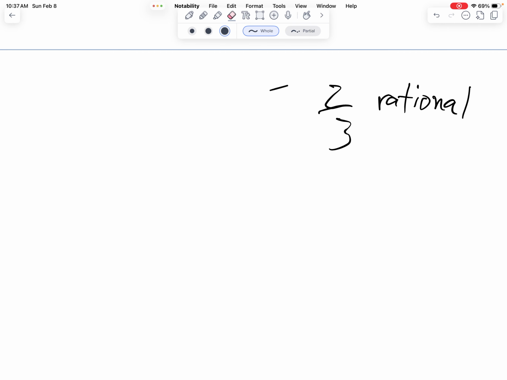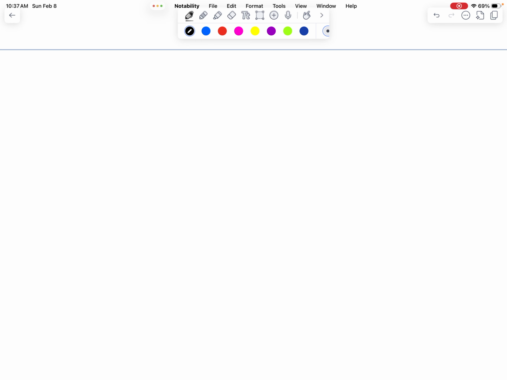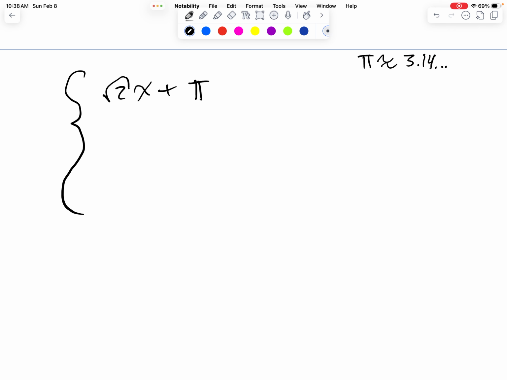Well, let's do the same thing now with irrational numbers. So here's a new problem we're going to solve together. Square root of 2, square root of 3, no, I'm going to do pi. Remember, pi is approximately 3.14. Equals, I don't know, E.